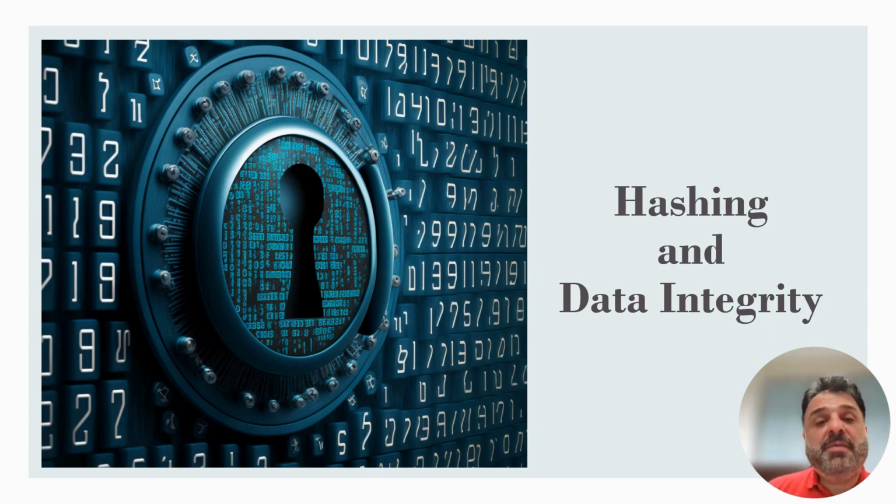A common hashing algorithm we use is MD5, the Message Digest algorithm, which produces a 128-bit hash value. It's fast but no longer secure due to vulnerability to collision. The second one is the Secure Hash Algorithm, or SHA. We have SHA-1, 2, and 3, and the latest is SHA-3. A widely used one is SHA-256, which produces a 256-bit hash.